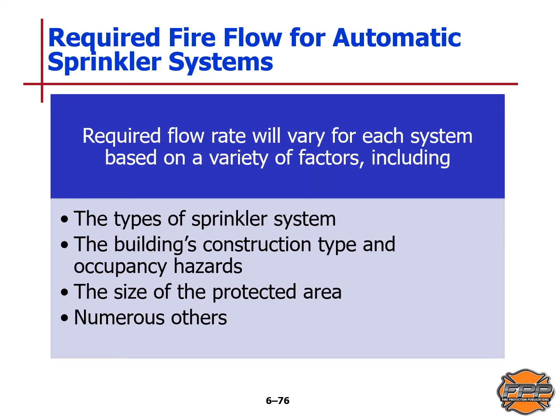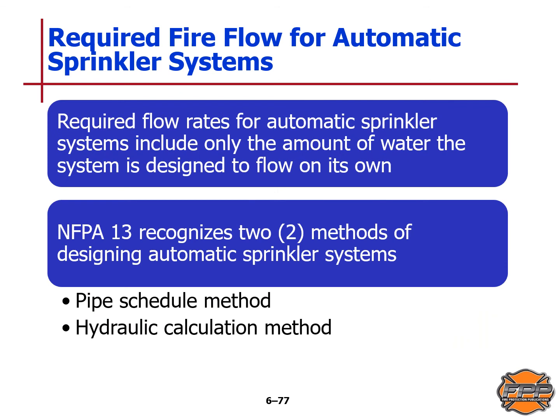The required flow rate will vary for each system based on a variety of factors, including the type of sprinkler system, the building's construction type and occupancy hazards, the size of the protected area, and numerous other factors. The required flow rates for automatic sprinkler systems include only the amount of water the system is designed to flow on its own. However, NFPA 13, Standard 13, recognizes 2 methods of designing automatic sprinkler systems, the pipe schedule method or the hydraulic calculation method.